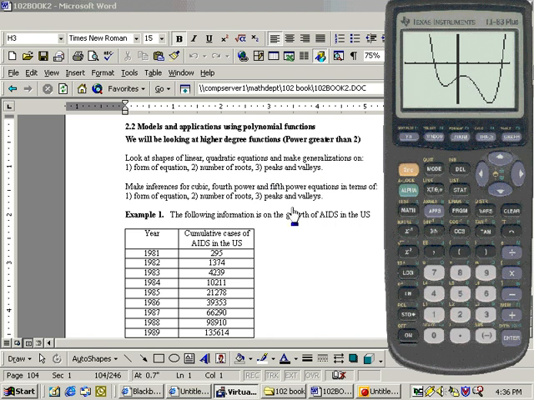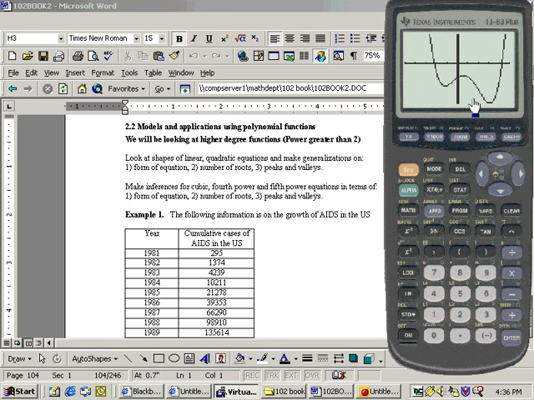So that's a nice thing to realize, that the number of peaks and valleys is no more than 1 less than the power. For example, if we had a fifth power equation, the number of peaks and valleys could be no greater than 4. You could have maybe 2 mins and 2 maxes. Doesn't mean that it's going to have that many, but it's no greater than that many.